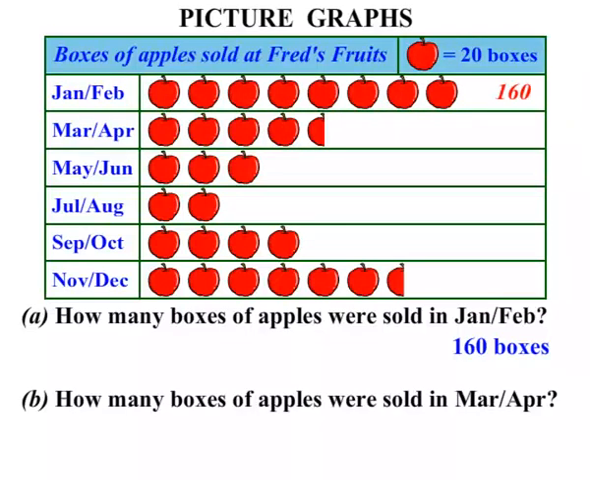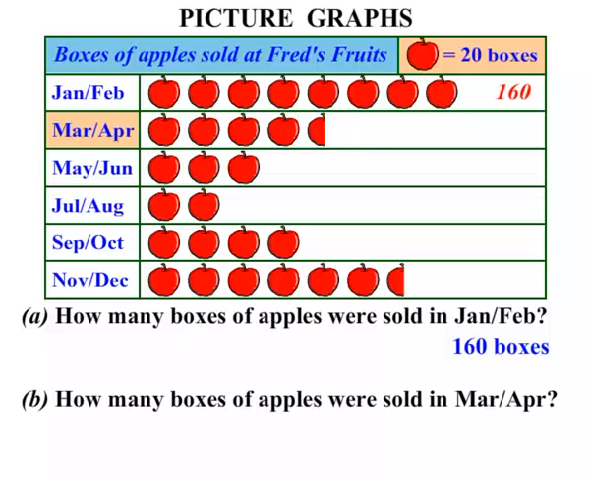Part B, how many boxes of apples were sold in March, April? And there's the March, April. Well, each apple is worth 20 boxes, but you can see there that we haven't got a full apple. We've got half an apple. So if a whole apple is worth 20 boxes, well, half an apple will be worth 10 boxes.